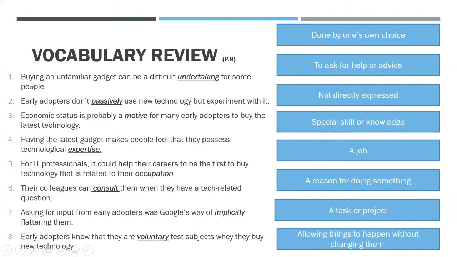So back to reading the sentence, outlining the key term, and then matching the definition. Number 1, buying an unfamiliar gadget can be a difficult undertaking for some people. Key term, undertaking. The meaning of undertaking is, I would say, a task or project. Please make sure you understand or you take a screenshot of the full answers because you need this when you are completing your homework, okay?